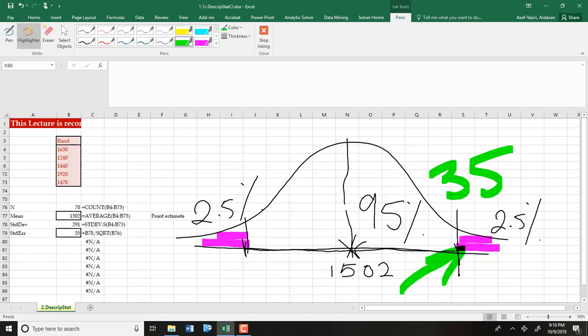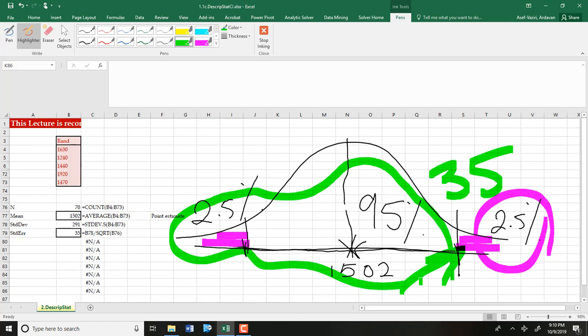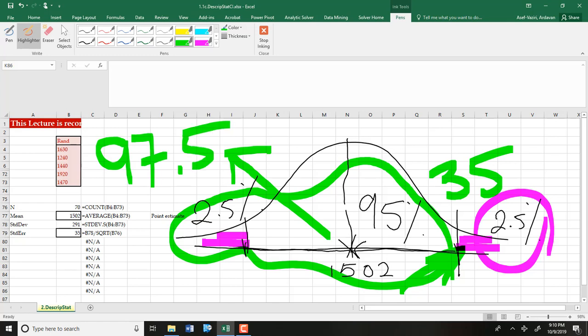That point has 2.5% on its right-hand side. Therefore, there are 95% and 2.5%, a total of 97.5% on the left. And that makes my job very easy.